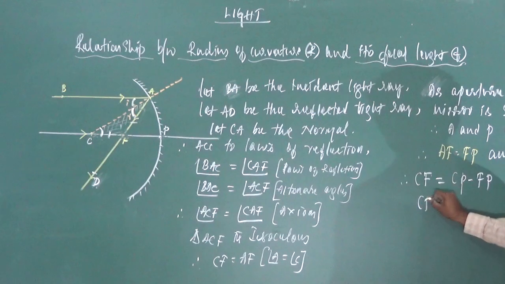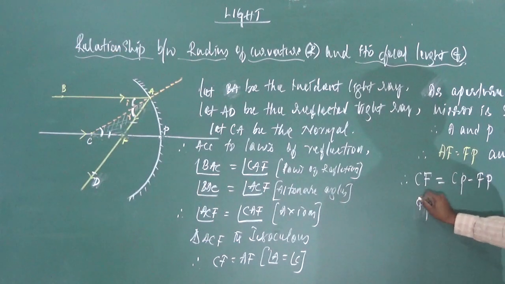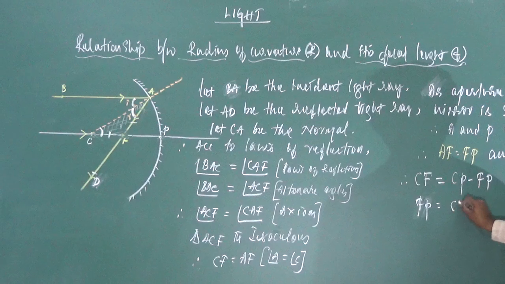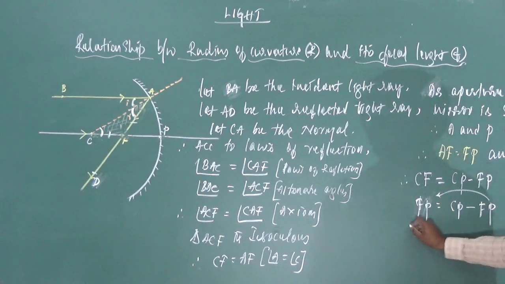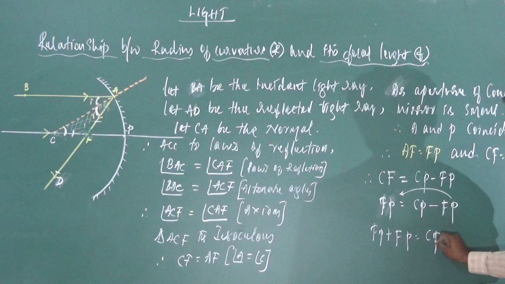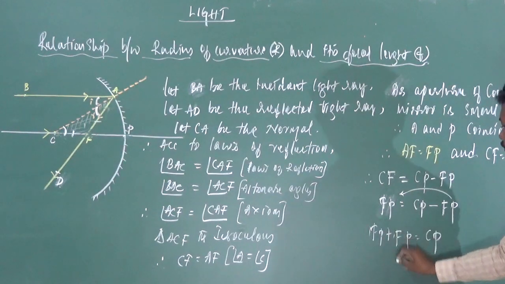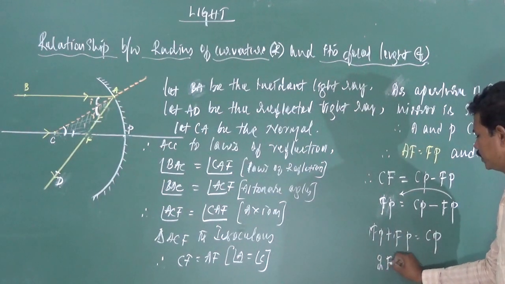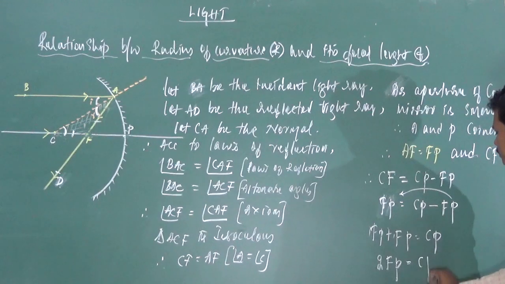So CF is equal to, let us take FP here, instead of CF we will take FP. So FP is equal to CP minus FP. So we will take this FP to the LHS. So FP plus FP is equal to CP. So now 1 FP plus 1 FP is 2 FP is equal to CP.